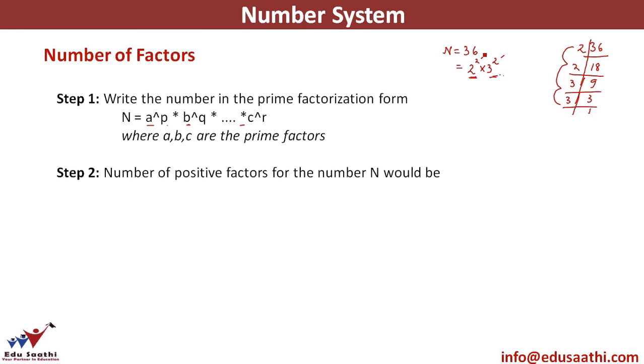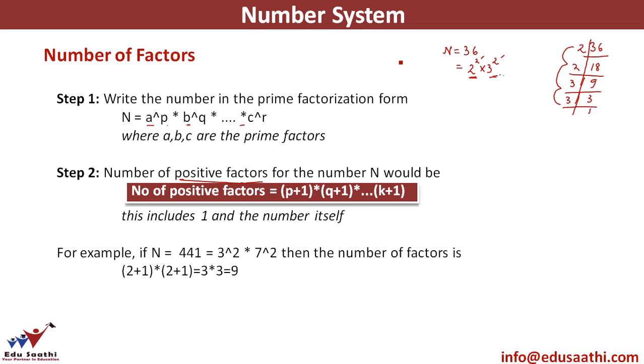The second step would give me the answer, the number of positive factors. Now this formula gives me only the positive factors, including 1 and the number itself. The powers that I have are what I need to focus on. This power is 2, 2 plus 1. Increment the power by 1 and multiply them. 2 again, 2 plus 1. So this will be 3 into 3, giving me an answer of 9. So it will be P plus 1 into Q plus 1 into R plus 1, and so on up to K plus 1. So I will increment the powers by 1 and multiply them. That will give me the number of positive factors.